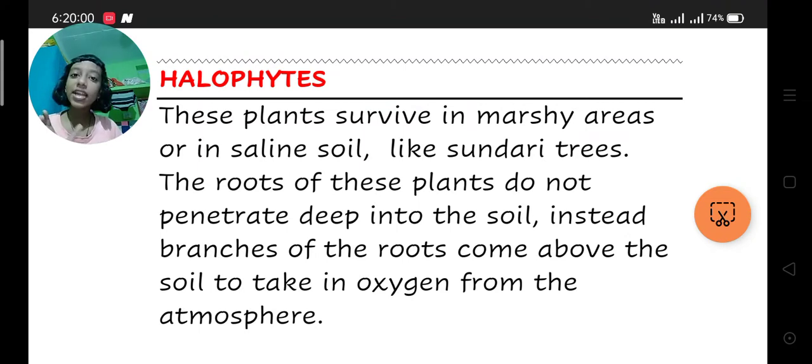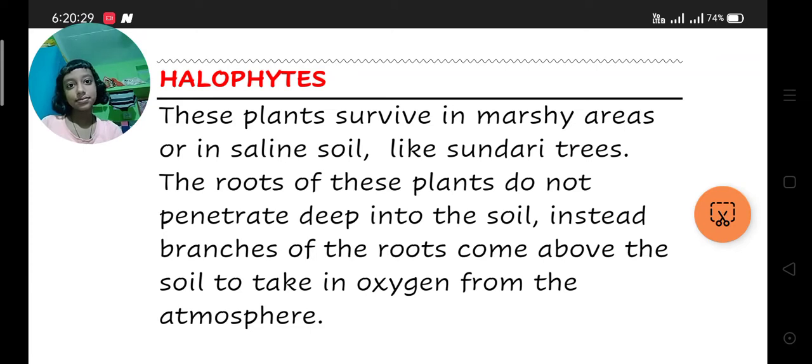So, for example, Sundari trees. The roots of this plant do not penetrate deep into the soil. Instead, branches of the roots come above the soil to take in oxygen from the atmosphere. Now, the roots of the plants. These plants have roots, right? All plants have roots. And these plants' roots don't go inside the soil.